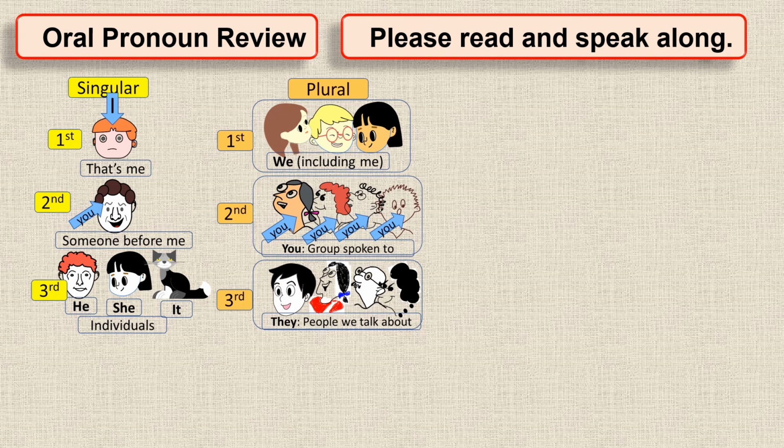Plural. First person plural, we, including me. Second person plural, you, the group or the people before you that you are looking at or speaking to. Third person plural, they, the people we talk about. They are not present, or we are referring to them when they are in the distance.